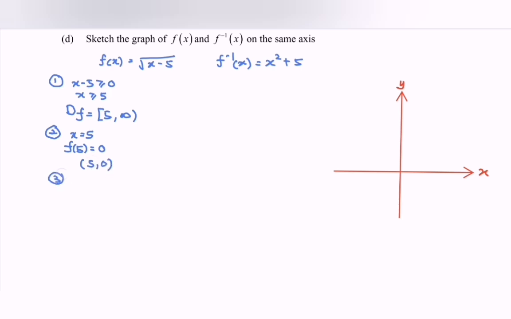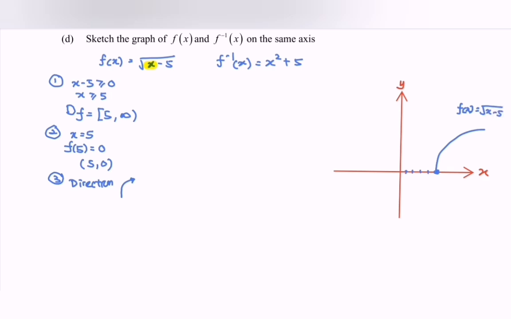Step number 3, kindly refer to the coefficient. The coefficient of x is positive. If it's positive, the direction will be moving towards the right. So kindly refer to the graph. We have (5, 0). So 1, 2, 3, 4, 5. So (5, 0) is over here. The graph will be something like this, where we have f(x) equals the square root of x minus 5.